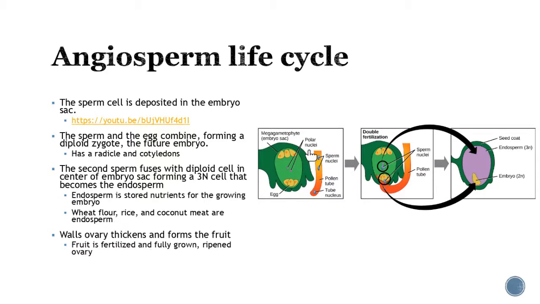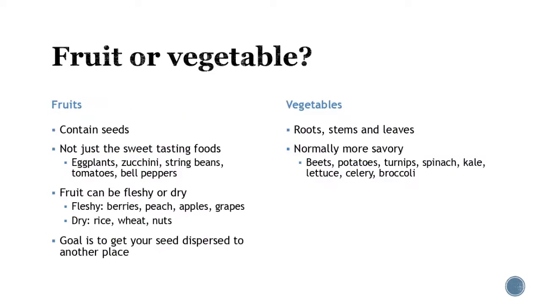Now the ovary wall that was there before is going to thicken and form the fruit, and fruits are fertilized and fully grown, ripened ovaries. So one thing you might ask is, is it a fruit or a vegetable? Well, one key thing is fruits are going to contain seeds. And one misconception is that they're just sweet-tasting foods. So your eggplant, zucchini, string beans, tomatoes, and bell peppers are actually fruits. Now they can be fleshy or dry. I have some examples of both of them right there.